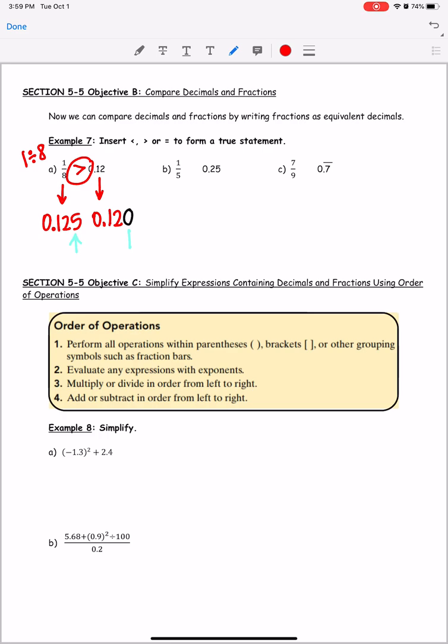Same thing on B. 1 divided by 5 gives me 0.2. Here I have a 0.25. Again, don't compare a 0.2 to a 0.25. If I've got 2 decimals here, I need 2 decimals here, which means I'm adding in a 0.